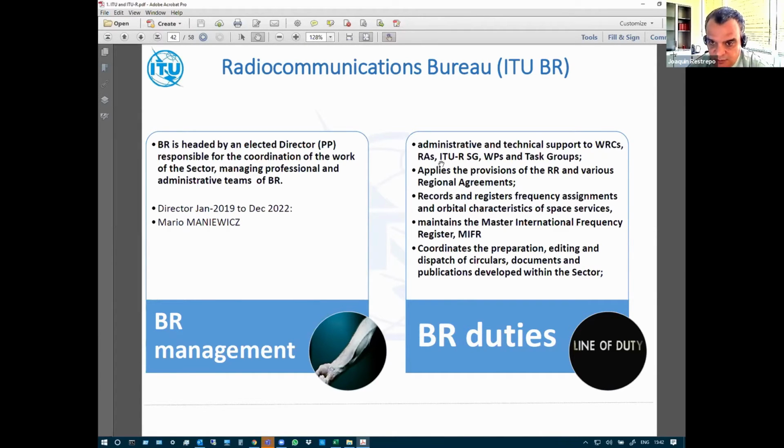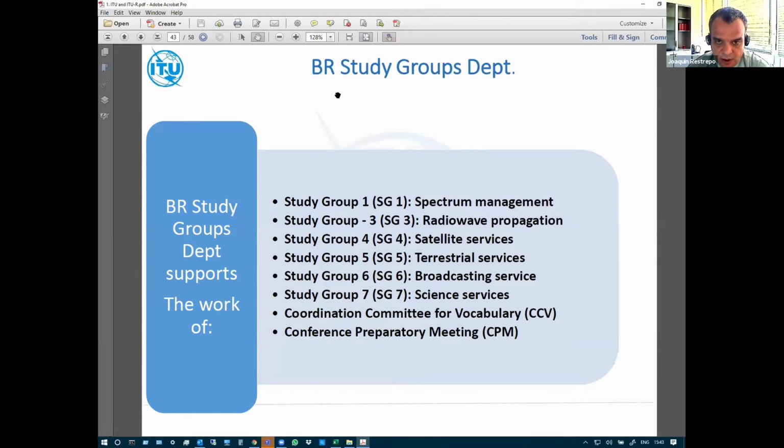The BR provides administrative and technical support to all the entities of the ITU-R, namely WRCs, Radio Assemblies, study groups, and working parties, applies the provisions of the Radio Regulations and regional agreements, manages the Master International Frequency Register, and coordinates the preparation of circular documents and publications. I'm going to skip that because in the next presentation we are going to provide all the details about the study groups.